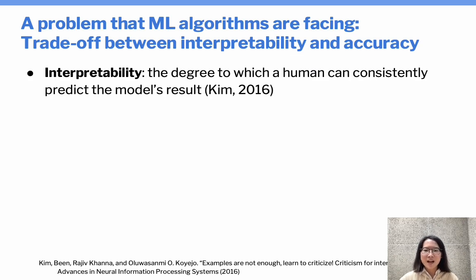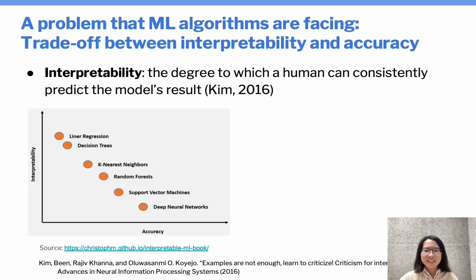First, let's define interpretability. A widely accepted definition is the degree to which a human can consistently predict the model's result. Here is a graphical illustration of the interpretability-accuracy trade-off. The orange dots are all machine learning algorithms. And as you can see, when the model becomes increasingly complex, while the accuracy goes up, the interpretability goes down.